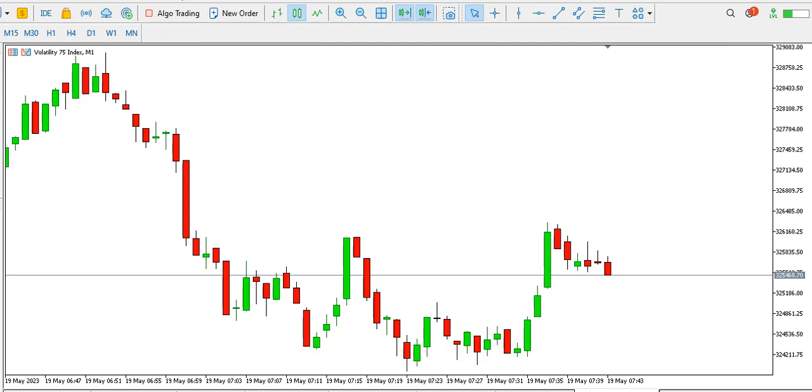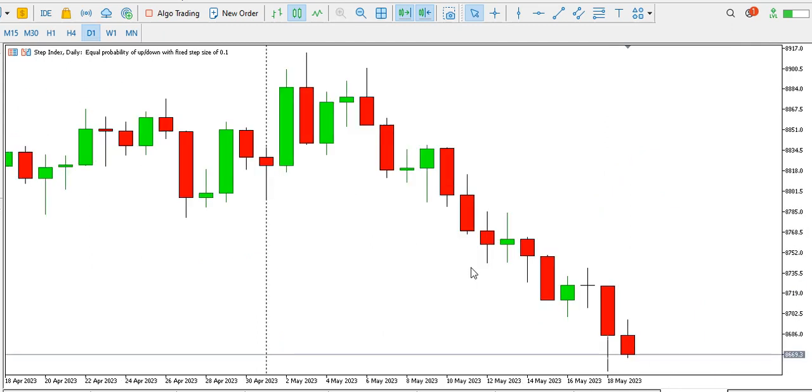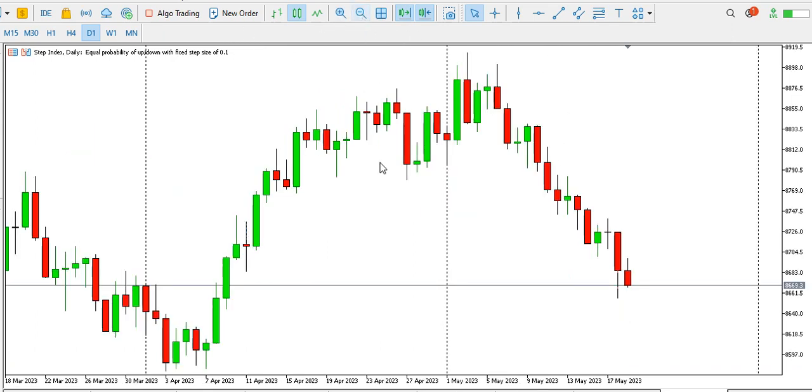Let's look at step index. Step index on the daily time frame is also bearish. V75 is bearish, step index is bearish. So you might look for selling opportunities. Look to go short on step index.